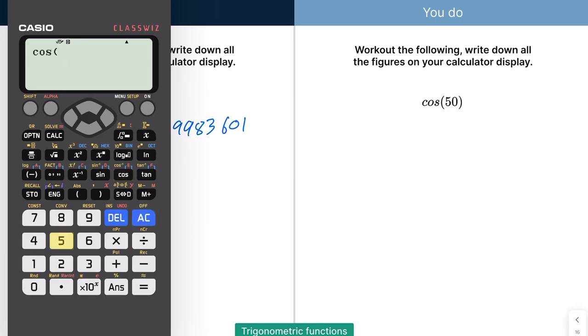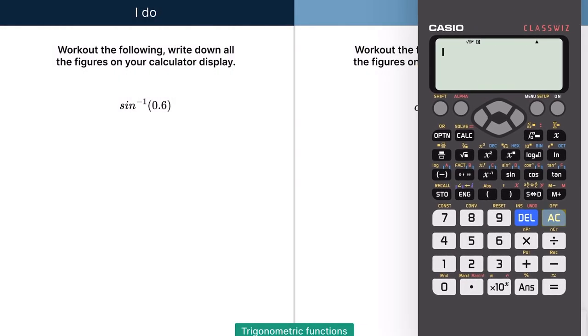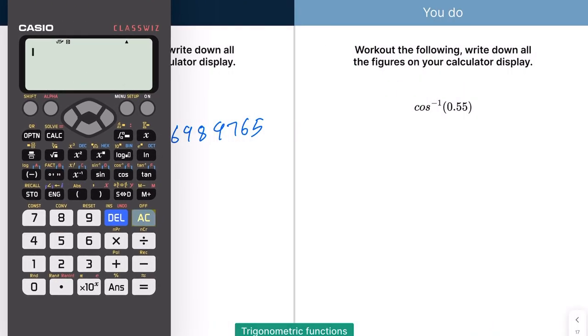So that is just going to be cos of 50, and that gives me 0.6427876097. Moving on, now we have the inverse of sine. Okay, so it's not this symbol, it's the inverse. Now to get the inverse, you press shift, and then you press the sine button. Now you notice it's got the -1 on there, and then 0.6 there, and the answer is 36.8698975.